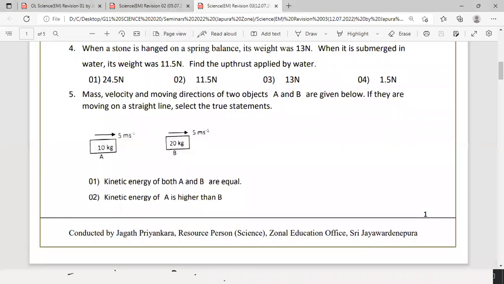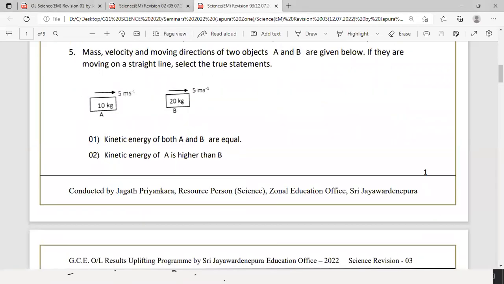Question number 5. You are given 2 objects with different masses, but they have the same velocity. Same velocity but different masses, and they move in a straight line. One is 10 kilogram, the other one is 20 kilogram. That means the second object's mass is 2 times the first object's. Now they are asking to select the true statement.